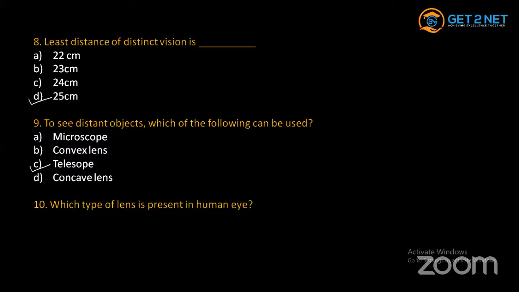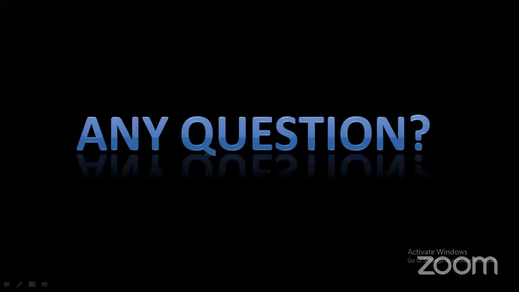Next, which type of lens is present in human eye? Human eye रे को type रो lens थाए? Try to answer. Okay. Convex. So this is all for today's class. If you have any doubts, any queries, you can ask me. Any doubt, or you are clear with the concept which we have discussed today?